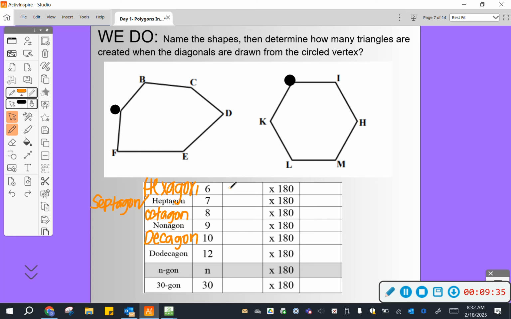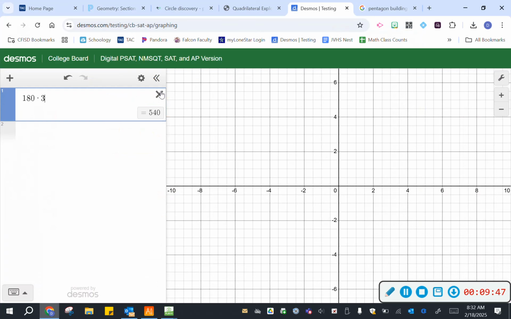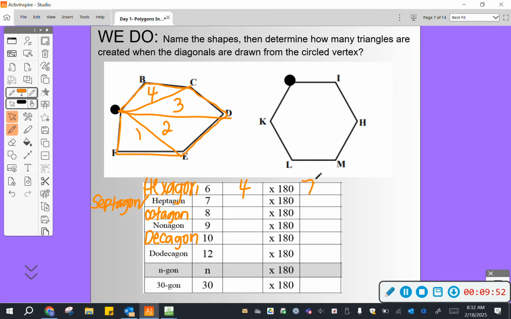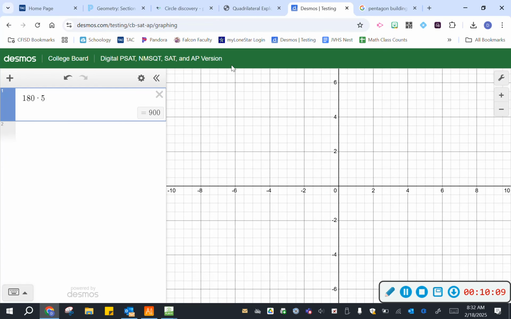So a hexagon is going to have how many? This has 1, 2, 3, 4, 5, 6. How many triangles are we going to see? 4 triangles. What is 180 times 4? 720. So a hexagon has 720 degrees inside. And then what do you think I would do with a heptagon? If there are 7 sides, how many triangles are going to be? 5. And 180 times 5 is 900.